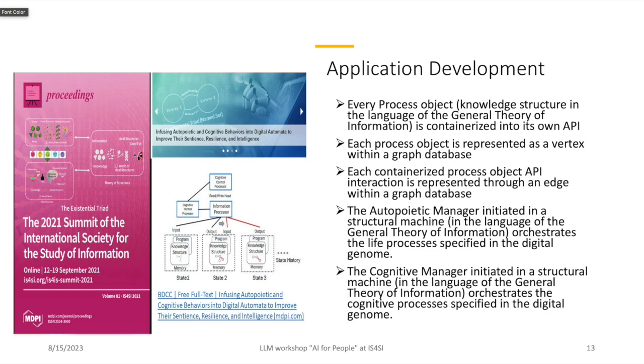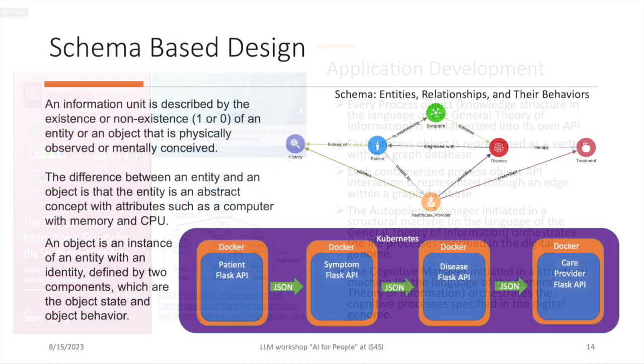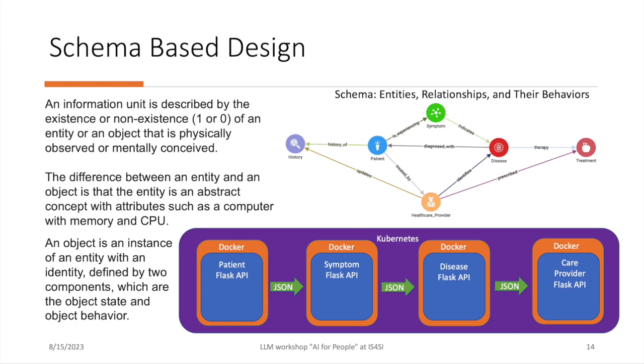Please check the references to the left for more information about distributed application development. Schema-based design uses a model of entities, relationships, and their behaviors to perform a network of processes and subprocesses related to each entity.